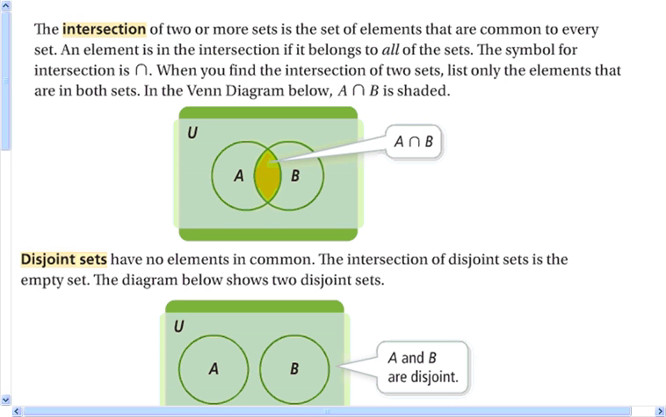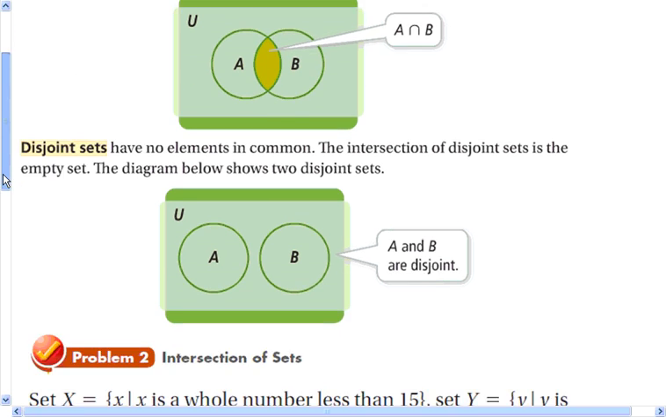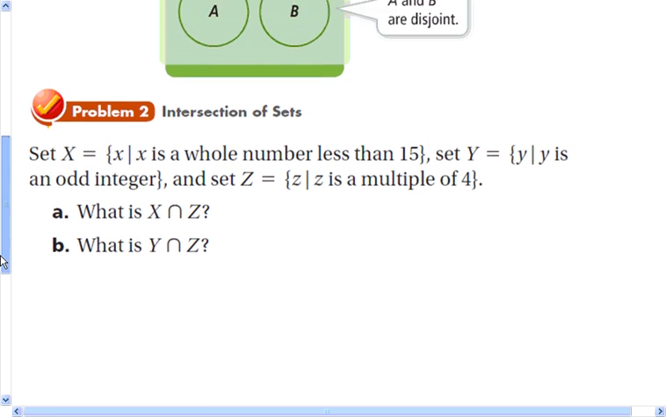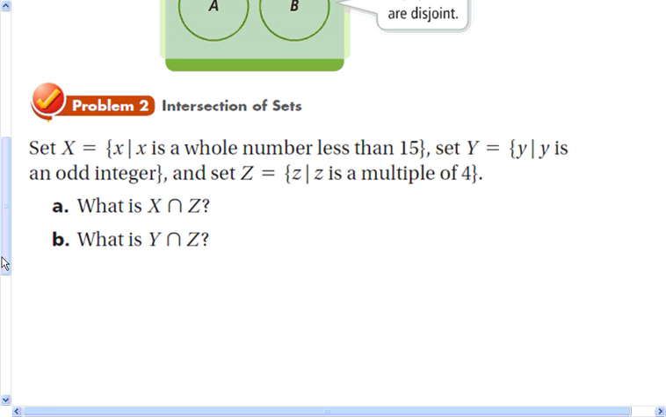The intersection is a set of elements that are common to both. Disjoint sets have no elements in common. The intersection of disjoint sets is the empty set. So let's try this one. If x is a whole number less than 15, set y is all numbers such that y is an odd integer, and z is all numbers such that z is a multiple of 4, what is x intersect z? So x is a whole number less than 15, so that's 0, 1, 2, all the way up to 14.